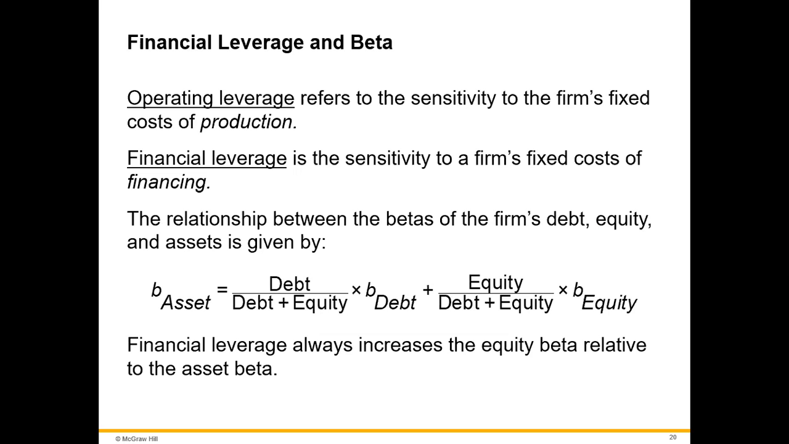So the beta of an asset equals the percentage of debt, the total amount percentage-wise that you finance the company with debt, times its debt beta, plus the percentage of the company that's financed with equity times the equity beta. So those two added together will be the overall asset beta. So financial leverage always increases the equity beta relative to the asset beta.